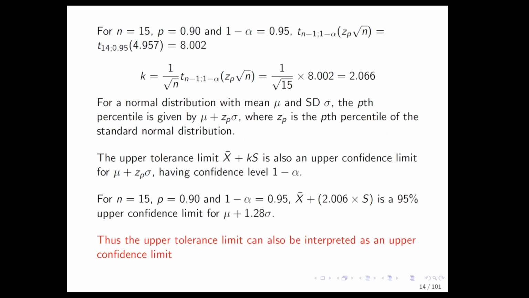Okay. Now, I would like to take the question that was raised a little while ago. Now, for a normal distribution with the mean mu and standard deviation sigma, we know what the percentile is. That will be the mean mu plus the standard normal percentile times sigma. It so happens that the upper tolerance limit is an upper confidence limit for this percentile mu plus Z_P sigma. So basically the upper tolerance limit has an interpretation as an upper confidence limit, not for the mean, but for a population percentile. So if P is 0.9, we are actually computing an upper confidence limit for the 90th percentile, namely mu plus 1.28 sigma.